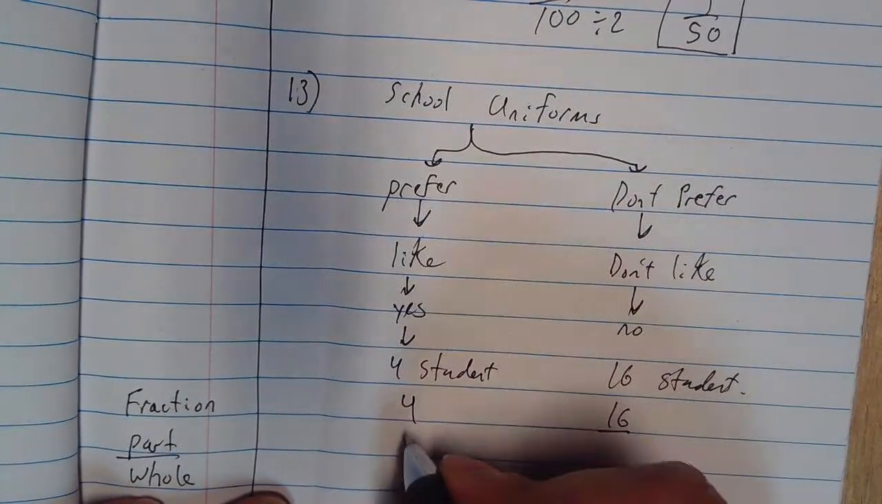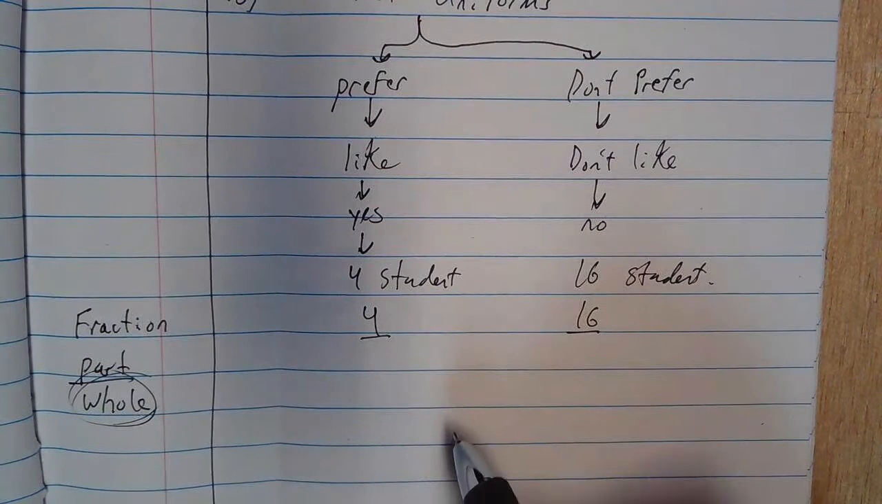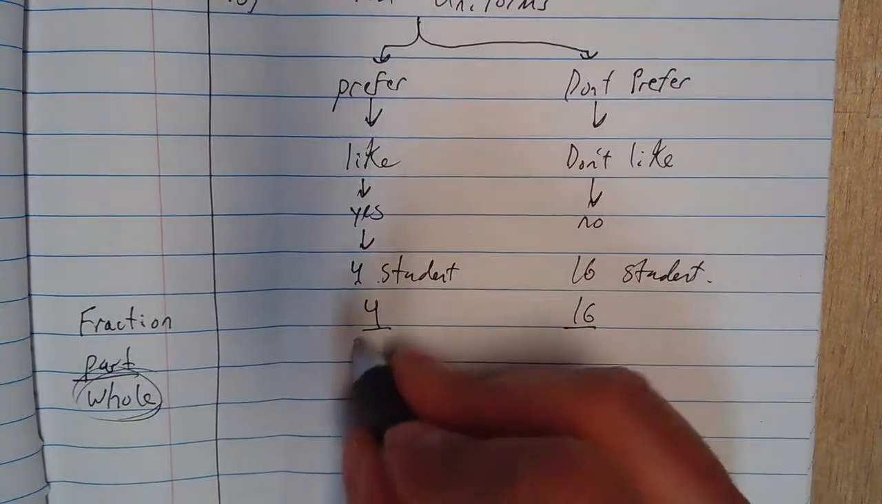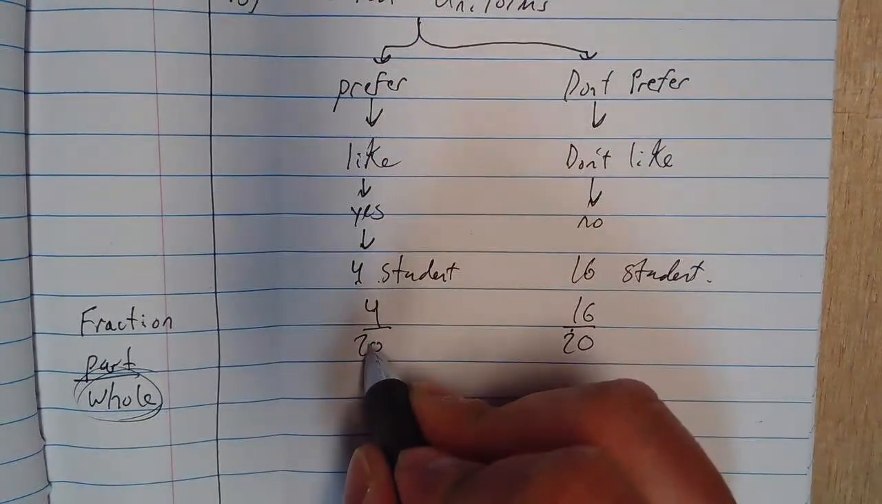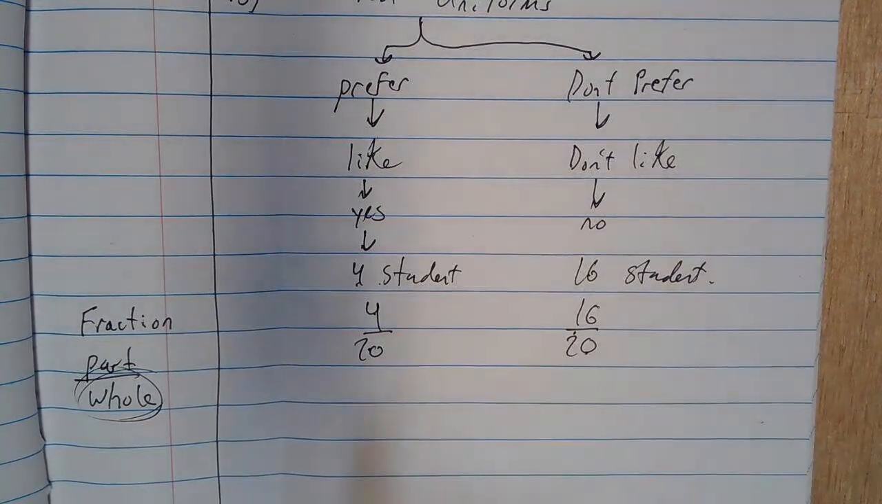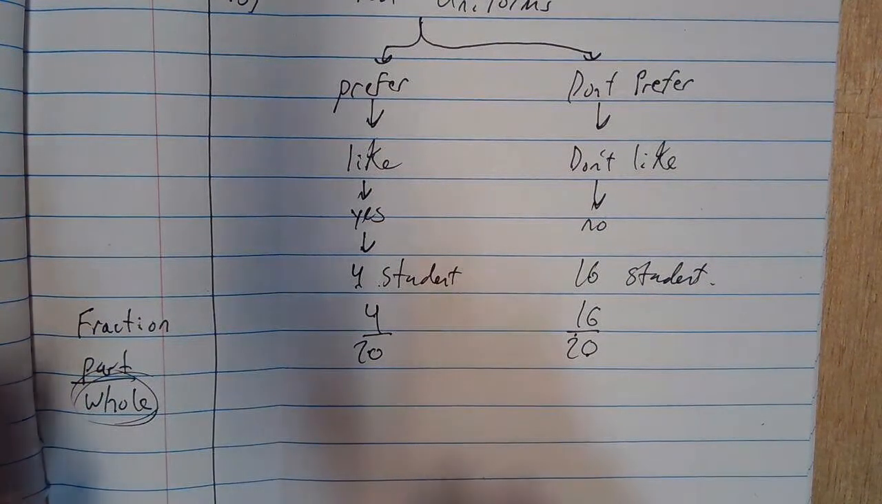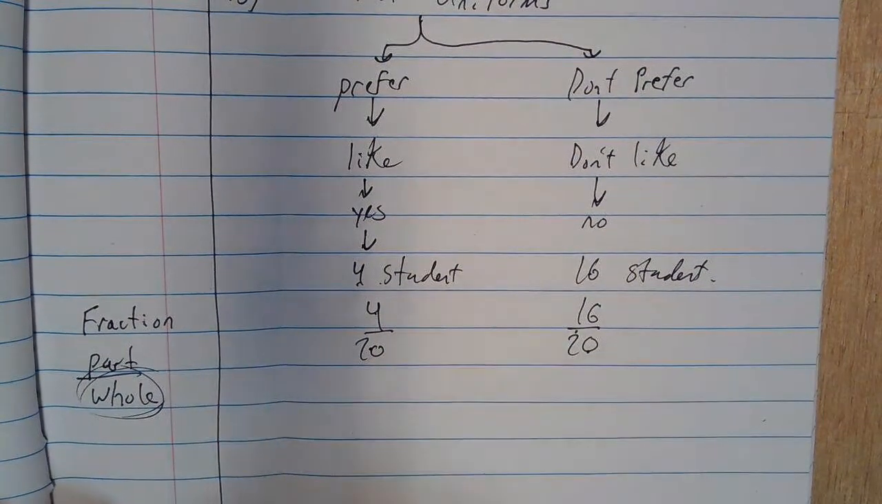Here we have 16 students. But we need a denominator. We need a whole. Well, how many students do we have? Because that would be the total, wouldn't it? 16 plus 4 is 20. And let's think about this. 4 out of 20 students like the uniform. 16 out of 20 students don't like the uniform. Okay, I hope that makes sense. Now we have a fraction. Now we can go from here to a percent.